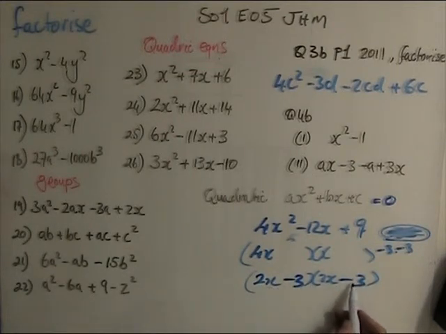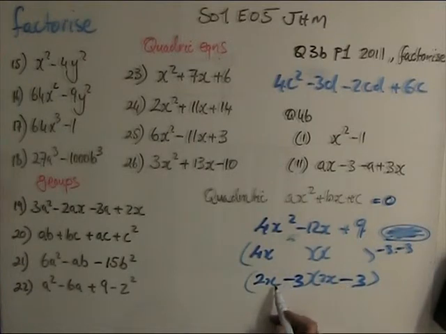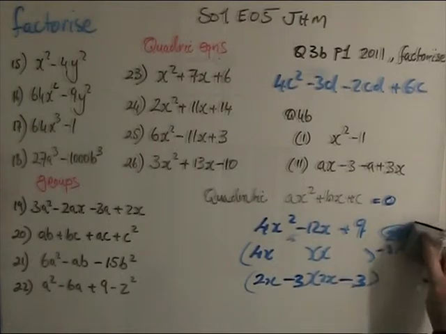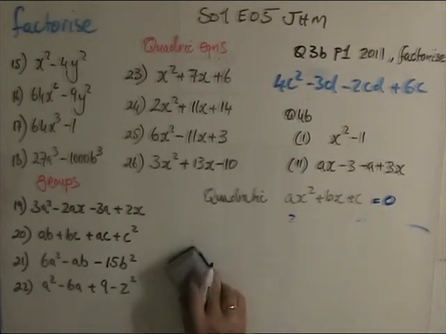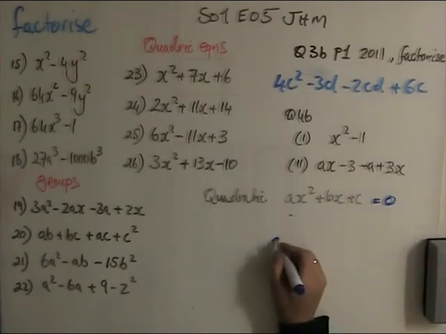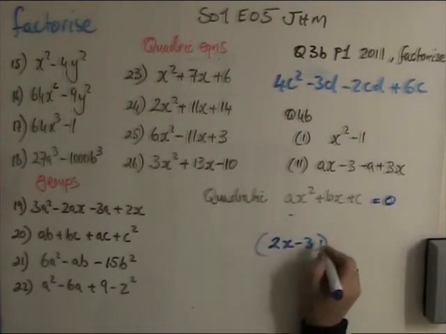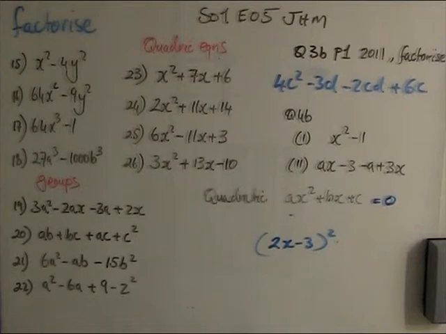It so happens that they're exactly the same. Look, it's 2x minus 3 by 2x minus 3, and that is the same as 2x minus 3 all squared. That's the solution for that. We'll leave it at that, but that's the simplest form.